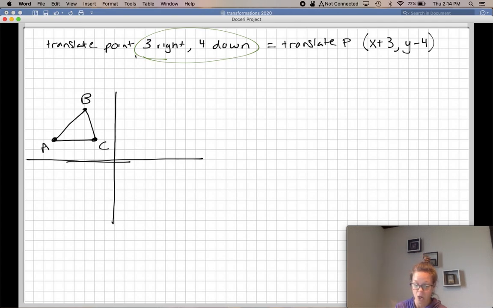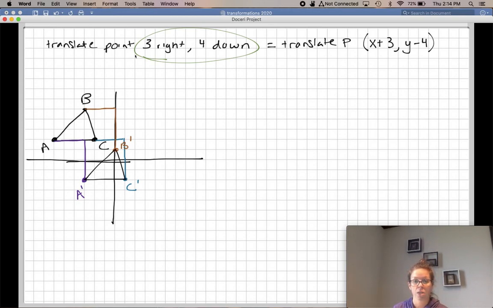So I'm going to take point A and go 1, 2, 3, 1, 2, 3, 4. There's my new location for A, and I'll call it A prime. Then I'm going to take point C and go 1, 2, 3, and 1, 2, 3, 4. There is my new location for point C, and I'll call it C prime. And then I'm going to take point B, and go 1, 2, 3, and 1, 2, 3, 4. And there is my new location for B prime. And then I would connect those together to make my new figure.